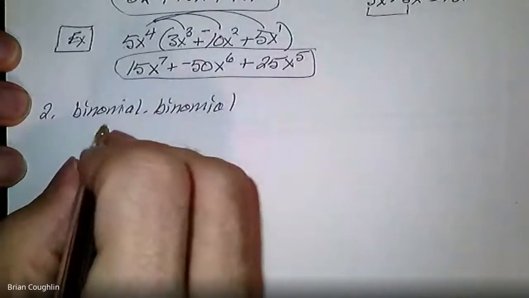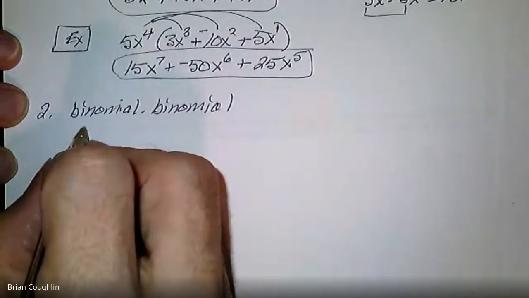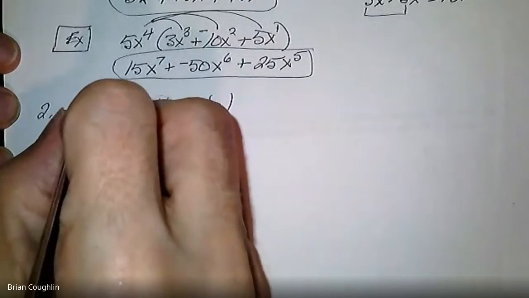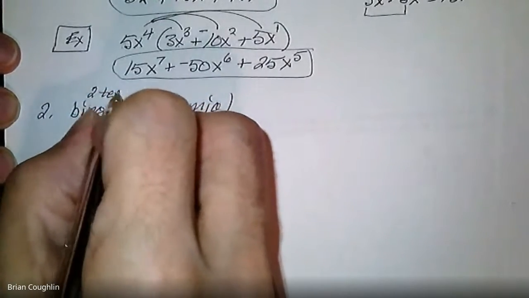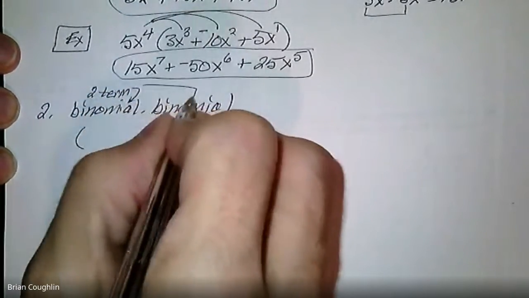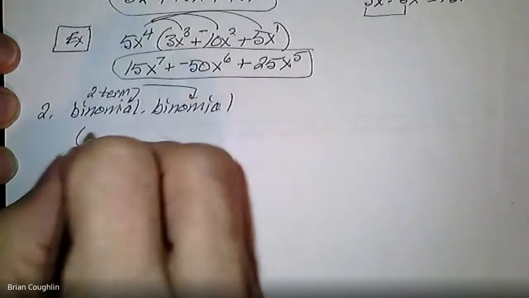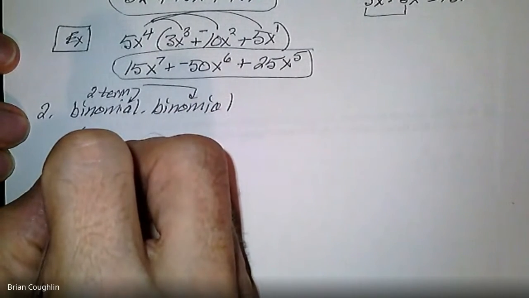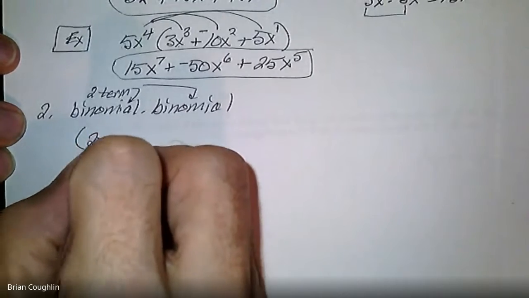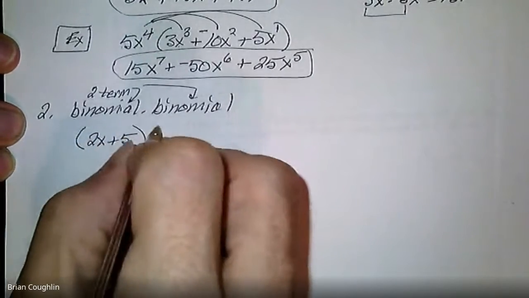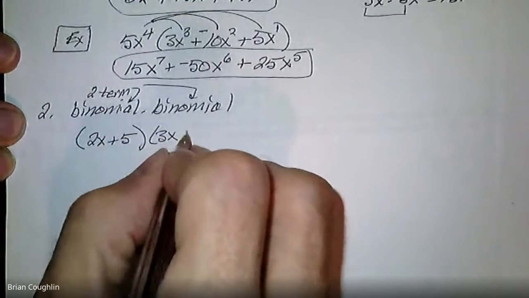Well, what does that mean? In this case, you're talking about a 2-term polynomial and another 2-term polynomial. So let's see what it looks like. You might have 2x plus 5 times 3x plus 7.